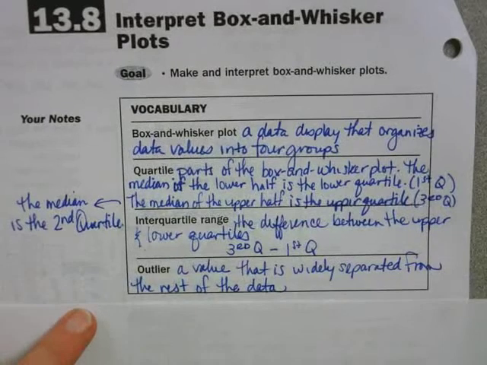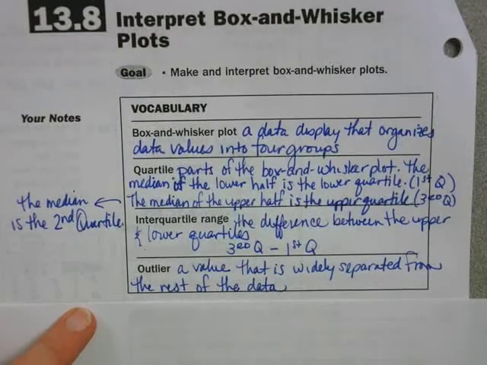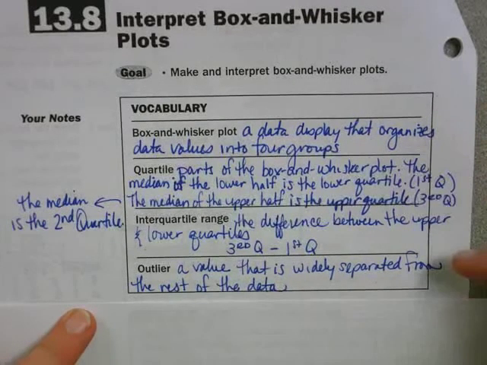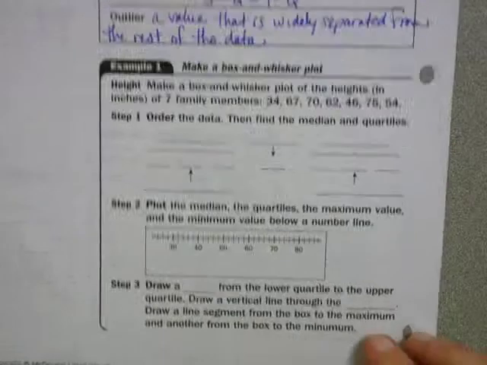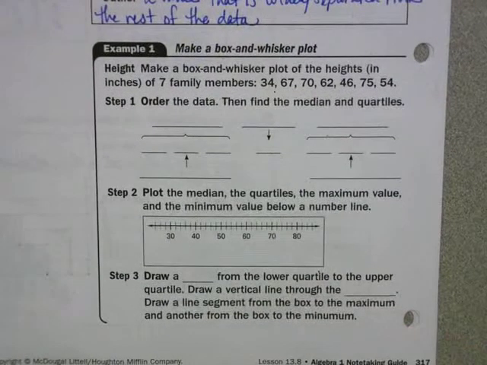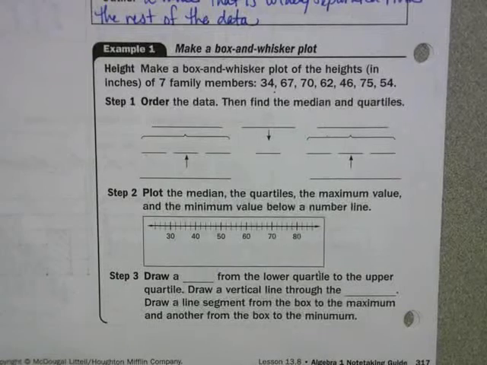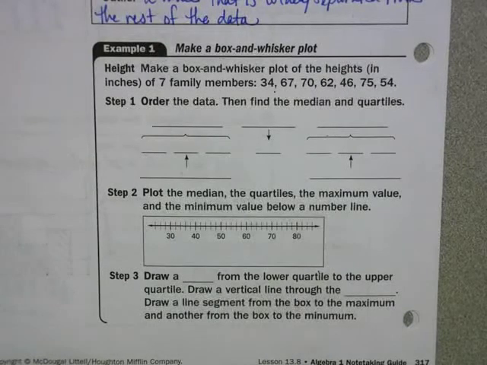And an outlier is a value that is widely separated from the rest of the data. So all those definitions may seem pretty confusing right now. We're going to be talking through a box and whisker plot to help you understand these better as they apply to a problem. So here's our example to help us with that. We have a box and whisker plot of the heights in inches of 7 family members.